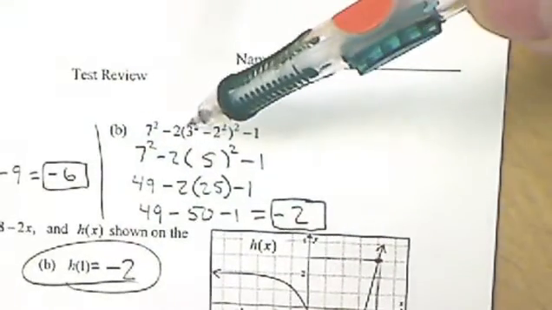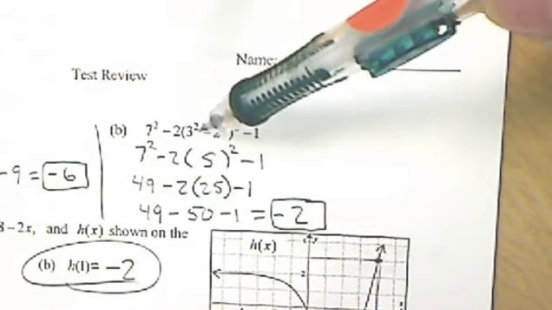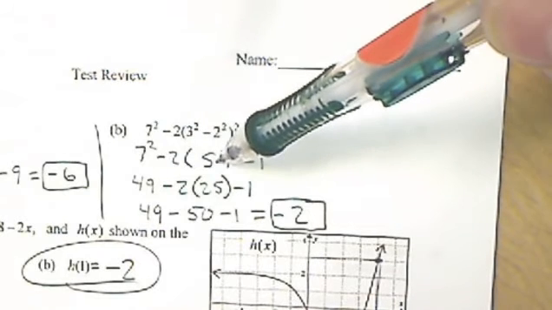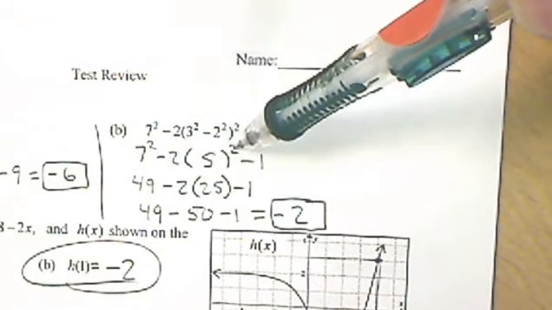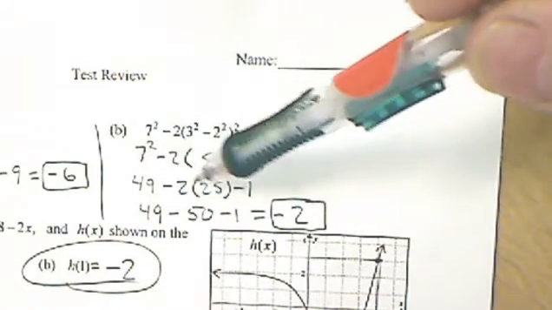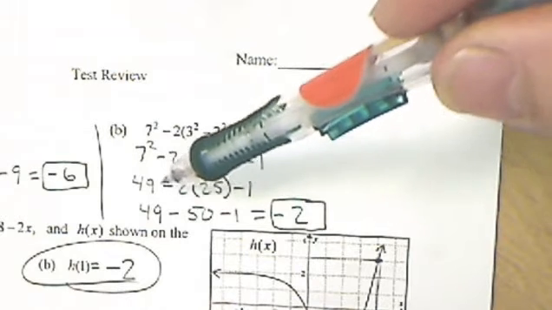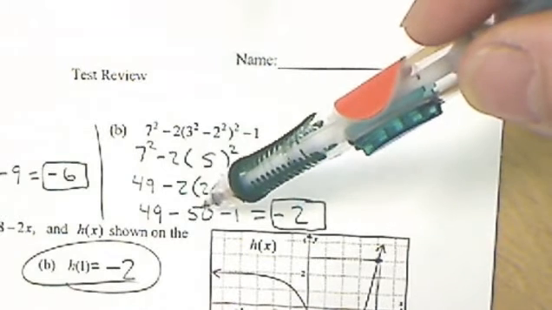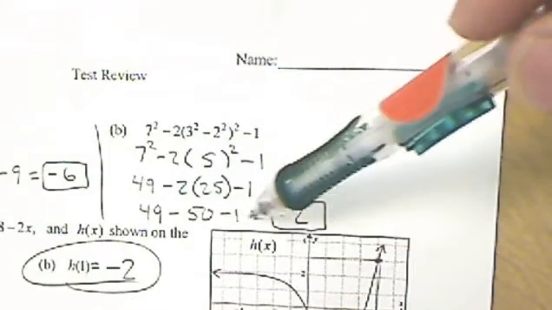Order of operations, do what's inside the parentheses first. So I have 9 minus 4, which gives me 5. Then I square that. Multiply those together, because multiplication comes before subtraction, which gives me 50. And then just add those together and you get negative 2.